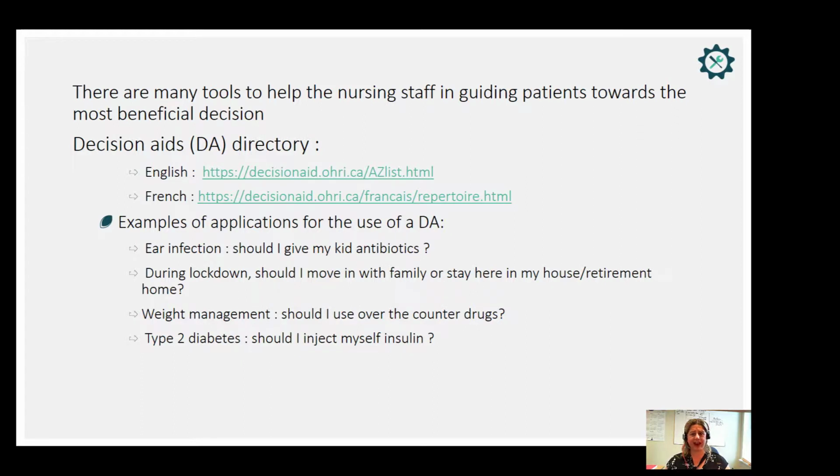If you check it out, you'll see that there are multiple types of decision aids, whether it is for families or parents who might not be so sure about giving their child an antibiotic, for example. There is also a pandemic related decision aid that can help you decide what you should do in case of an outbreak. Also, for weight management, over the counter medication, there are multiple types. So, really, just go and have a look.